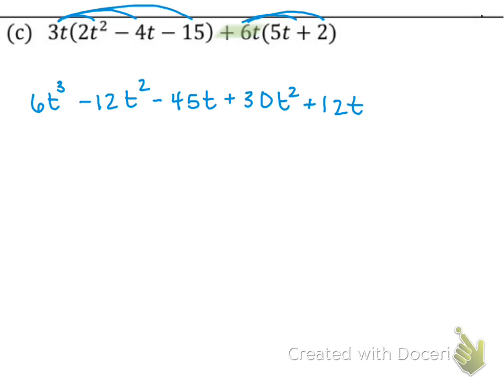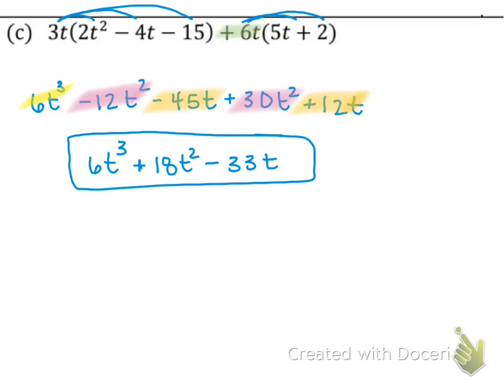Now I'm checking for any like terms. I do have some in this problem. t cubed is the only term I have with t cubed, so I'm just going to copy that down. Then I have negative 12t squared plus 30t squared, which gives me a positive 18t squared. Then I have negative 45t plus 12t is a negative 33t. Now if I double check my variables, I have no like terms, so that is my final answer there.